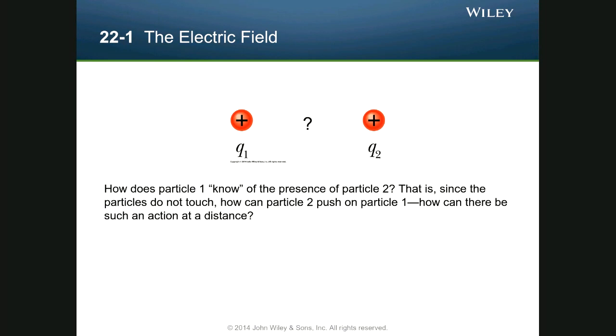What is K? Remember, K is 9 times 10 to the 9th. It's that constant. We talked about it in the last chapter. If you look in your book, you'll see it everywhere.